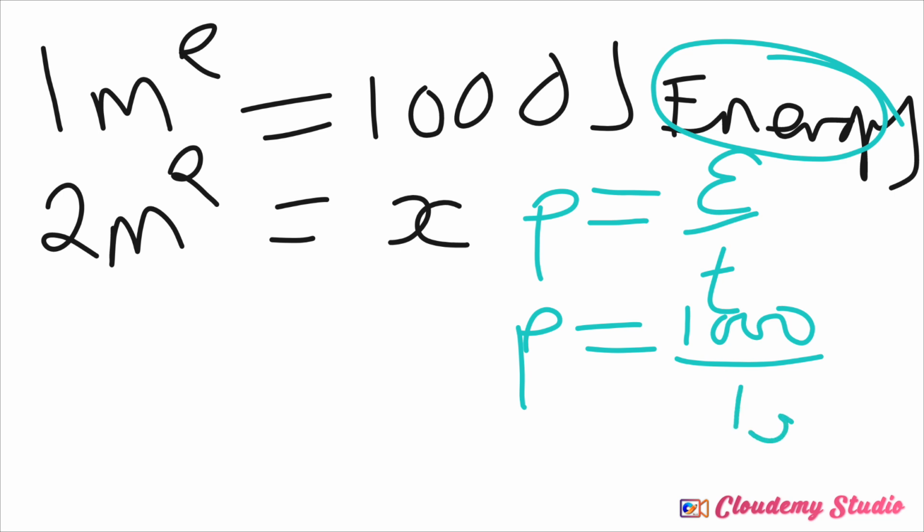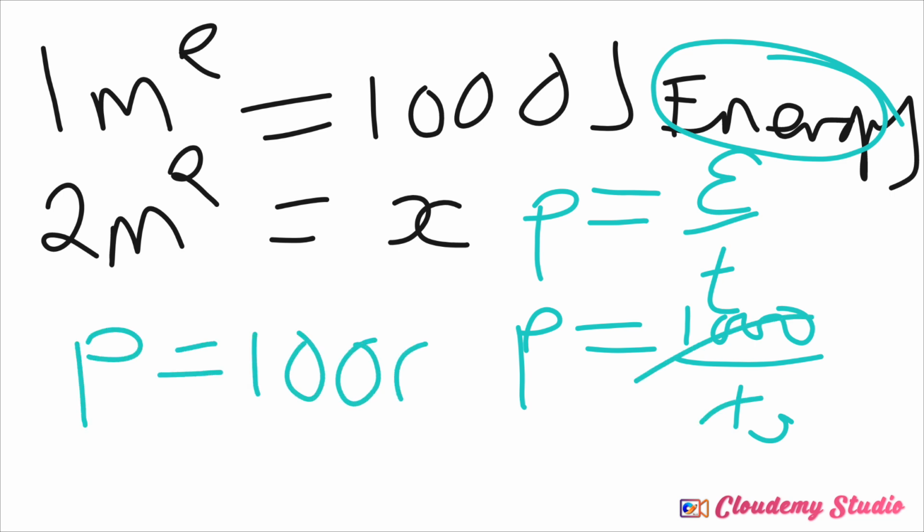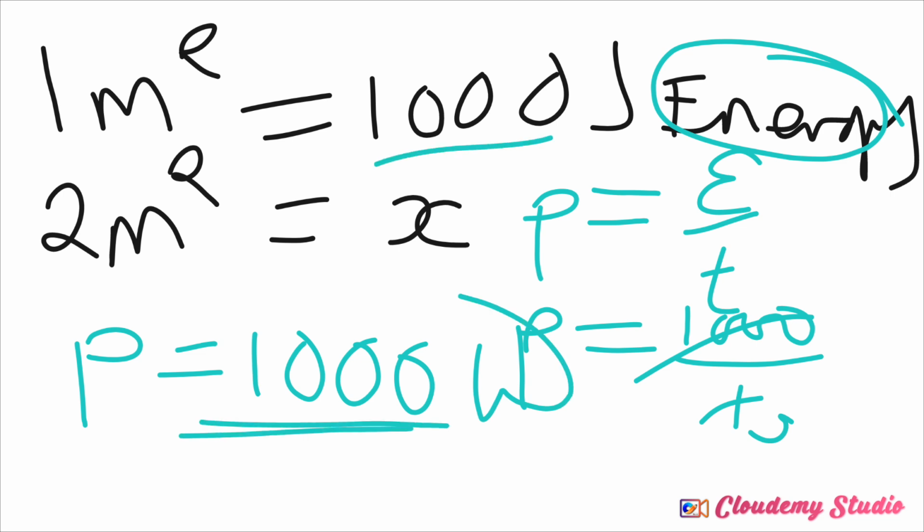So when we calculate, power is going to be 1000 watts. No wonder 1 joule per second is equal to 1 watt. That is the reason behind the physics here. Now, we have the power.